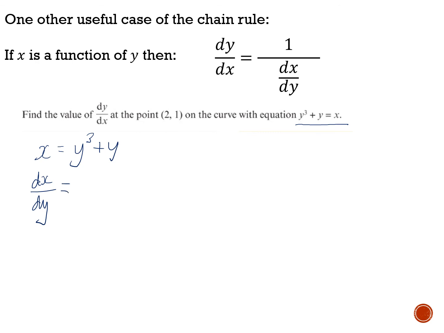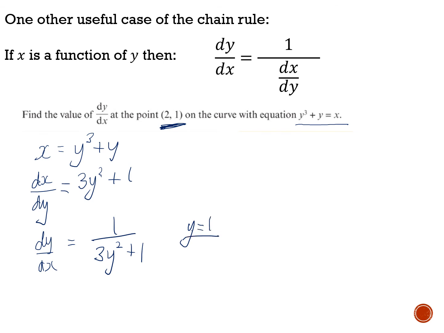If I do dx dy, bring down the power, reduce the power by 1, and y goes to 1. So if dx dy is equal to that, that means dy dx is equal to 1 over that. I want to evaluate it at a particular point. Thing to be careful here, notice my gradient function is actually a function of y, so do make sure you put in the y value, not accidentally the x value. So if y is 1, dy dx equals 1 over 3 times 1 squared plus 1, which is a quarter.